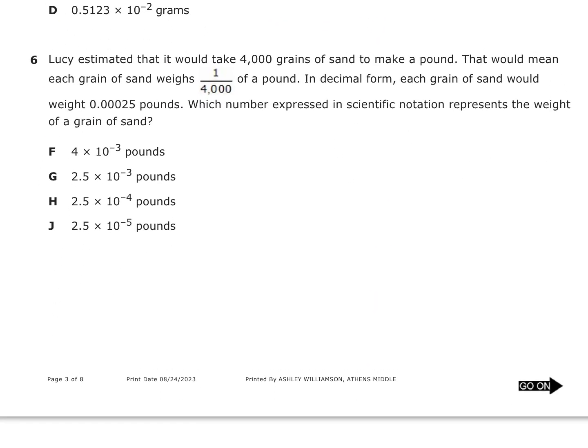Lucy estimated it would take 4,000 grains of sand to make a pound. That would mean each grain of sand weighs 1/4,000 of a pound. In decimal form, that would be 0.00025. So this is the exact same question as above, right? How many places do I need to move the decimal to get it to be between the 2 and the 5? 1, 2, 3, 4, right? I had to move it 4 times, which in this case is H.